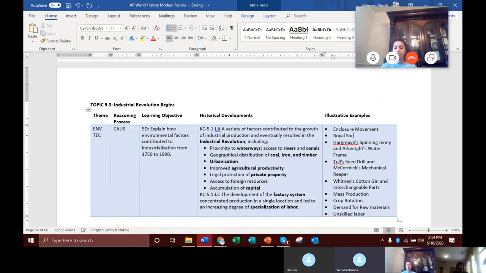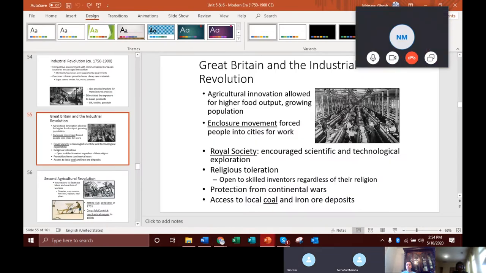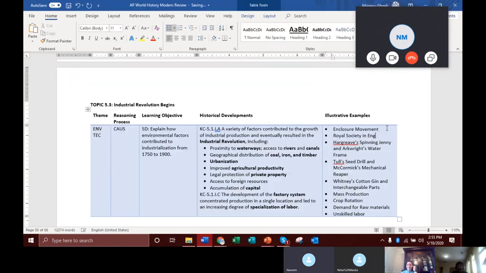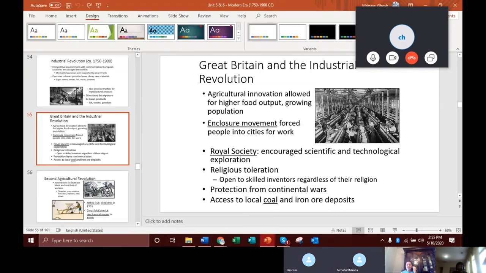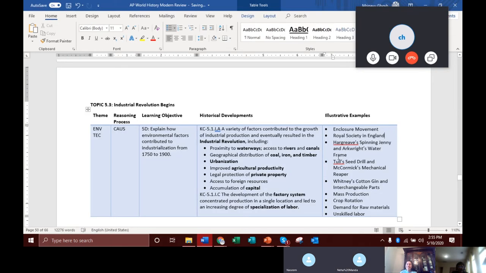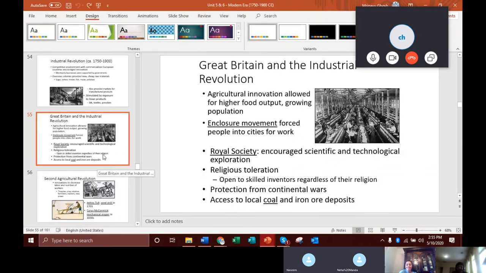It got a lot quieter. Royal Society in England, right? I muted Aleena and she didn't notice. Oh, Naseem. What was the Royal Society again?